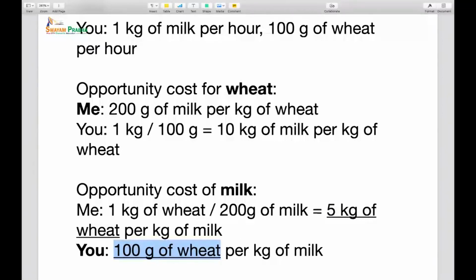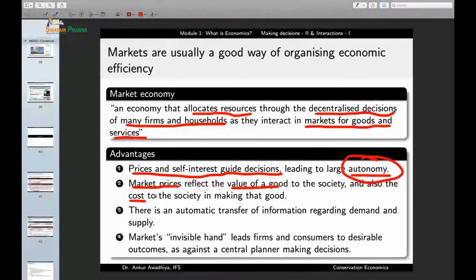So because I value milk much more than you do, if you give milk to me, it will benefit me much more than it will harm me. And this is also giving me an indication of the cost. So looking at the value and the cost through prices, both of us can make a rational decision. There is an automatic transfer of information regarding demand and supply.